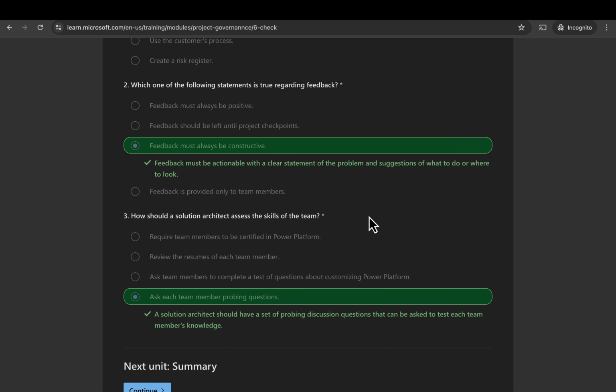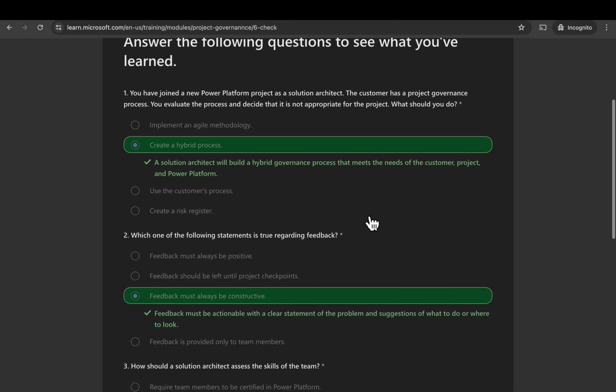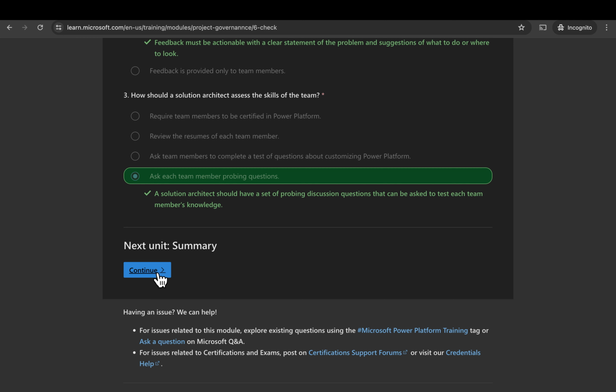And here's the answers. All of those were correct. Let's have a look at the summary of this unit.